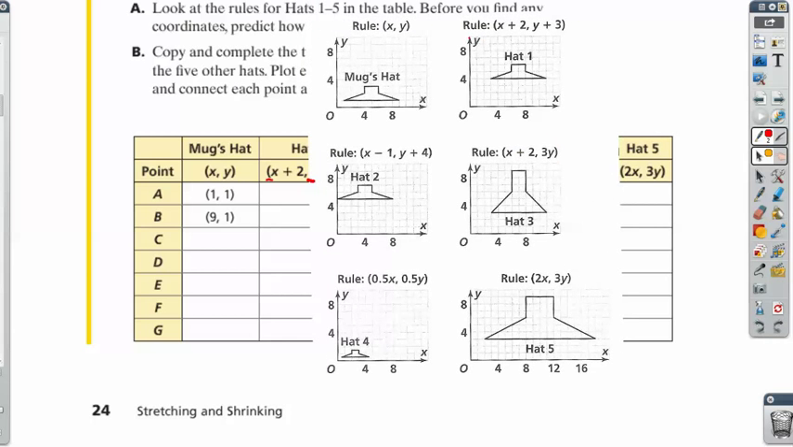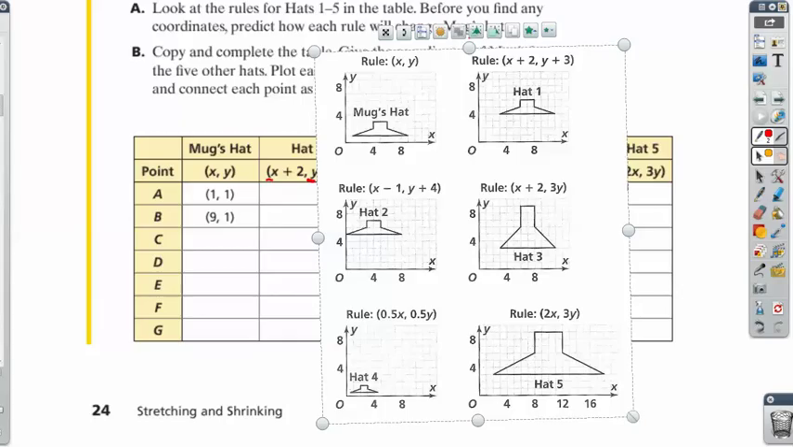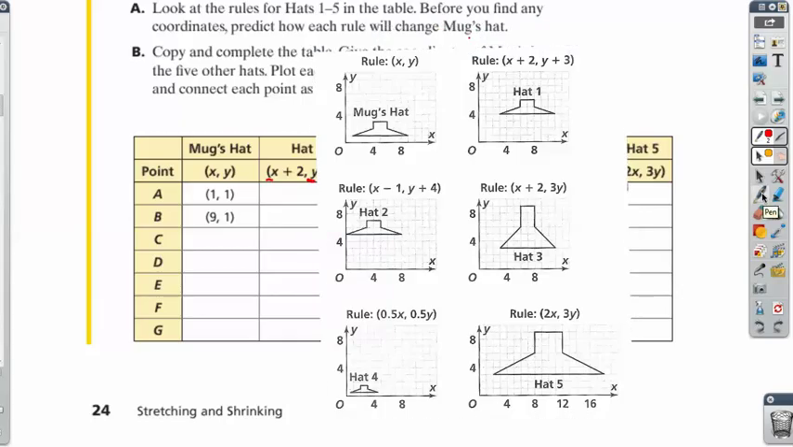Oh, look at that. The graphs of the hats with the rules. All right, so here's Mug's hat. And I'm going to trace this very quickly with my expert eye here.